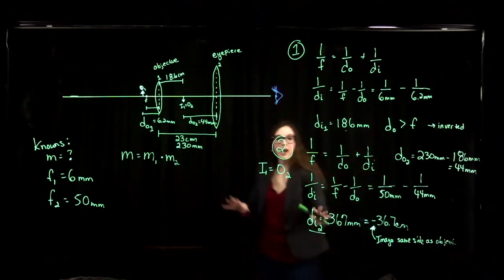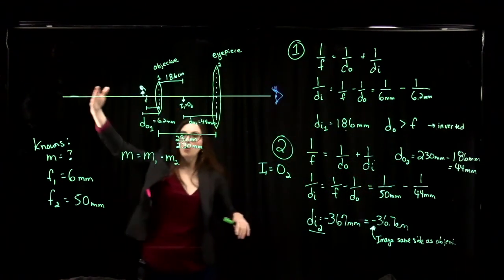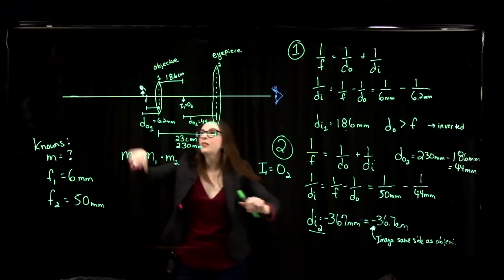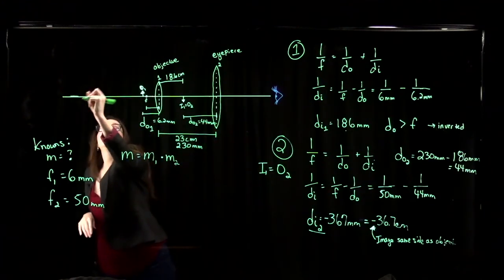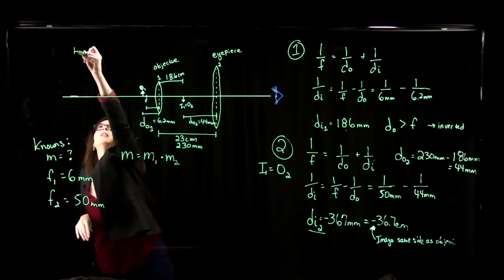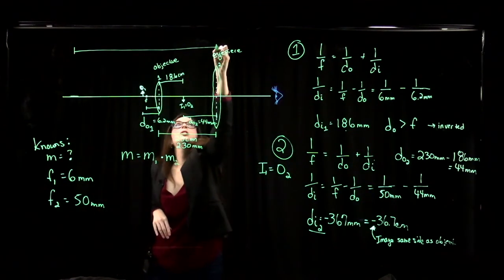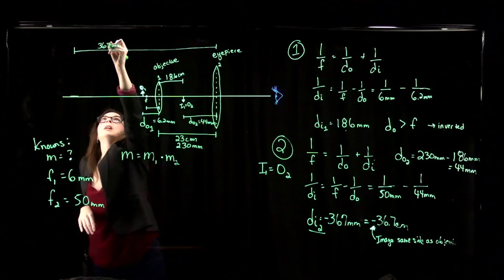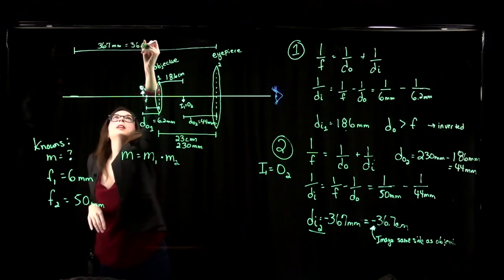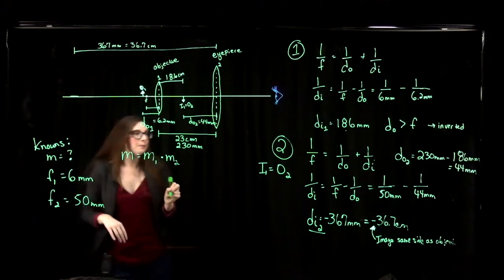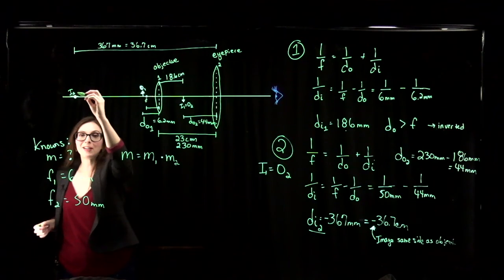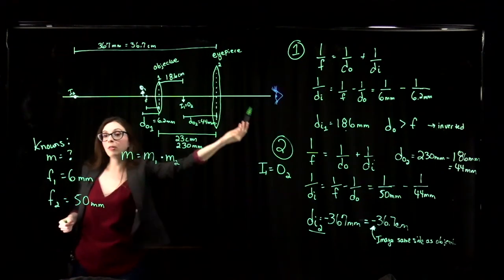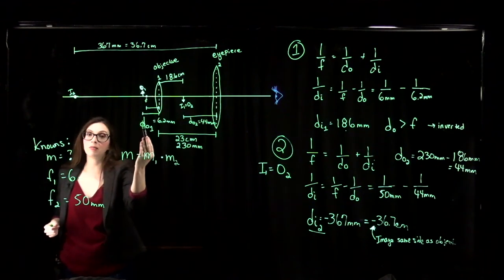Okay, my image then is going to be over here, a distance of 367 millimeters from the second eyepiece. So my image is going to appear somewhere over here at 367 millimeters, which is 36.7 centimeters. I'm just going to put a dot right here and call it I2 for where my final image should be, which is the image that I see with my eyes when I look through this series of lenses.